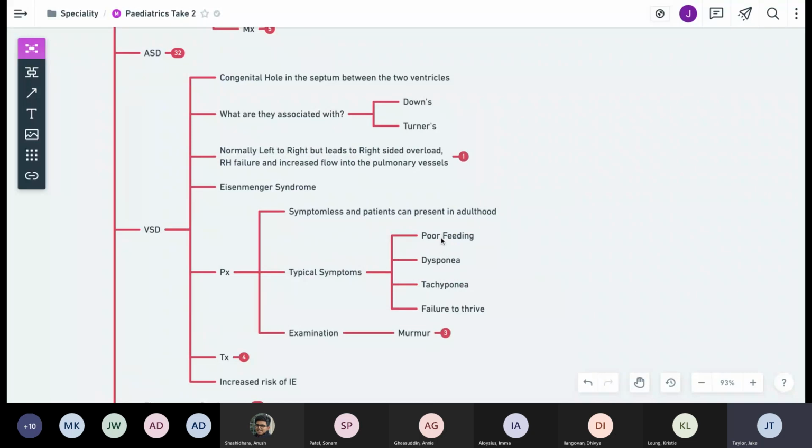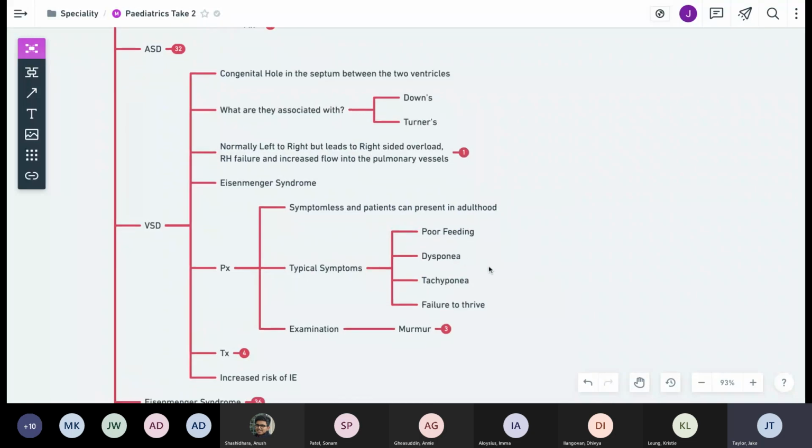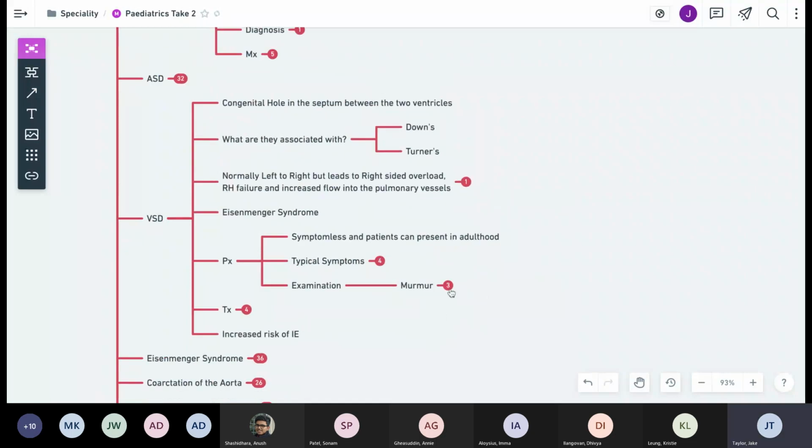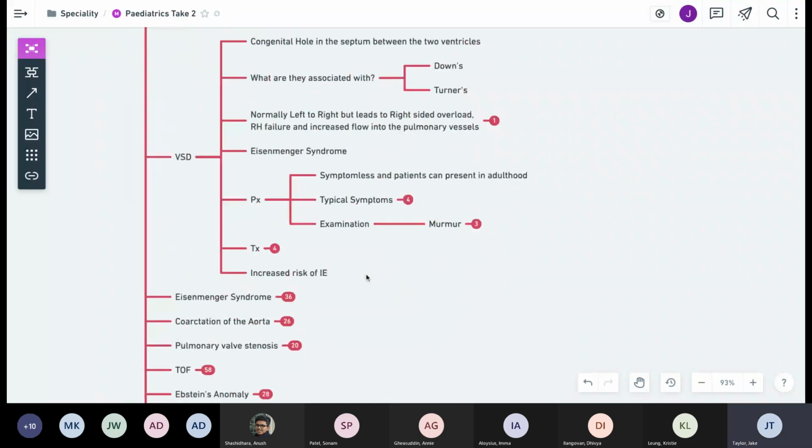So poor feeding, because they're just not getting the oxygen to their blood when they're feeding. They're struggling to continue feeding from the breast because they're having to take increased draws of breath. And that's when you see head nodding with increased signs of respiratory effort. Dyspnea and tachypnea, so increased respiratory rate. And these patients also have failure to thrive. So we talked about the pansystolic murmur here.